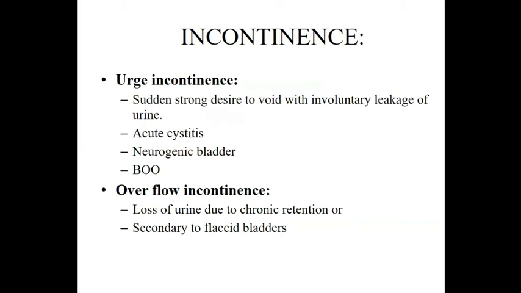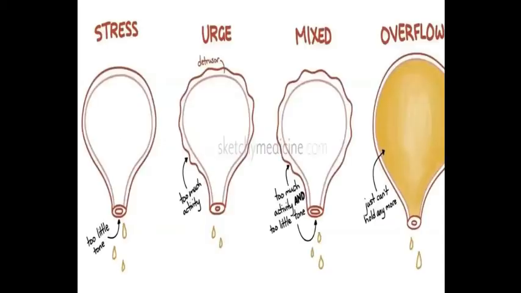Urgent incontinence is the sudden strong desire to void with involuntary leakage of urine. It could be in acute cystitis, neurogenic bladder, or bladder outlet obstruction. Overflow incontinence is the loss of urine due to chronic retention or secondary to a flaccid bladder.